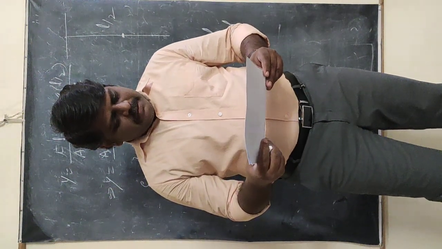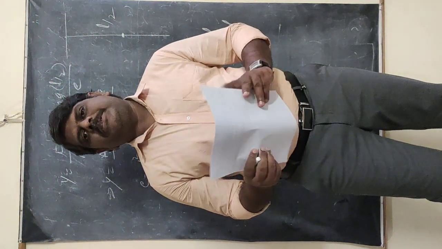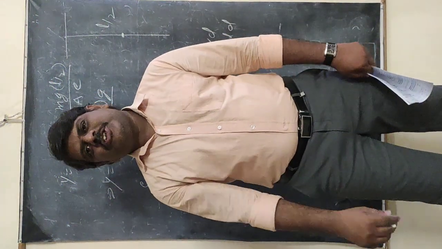So which option is correct here? e is proportional to L square into D, the fourth option. So the fourth option is correct here. Okay. Let's go for the next problem.